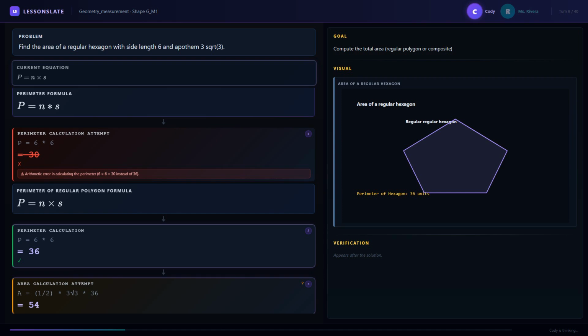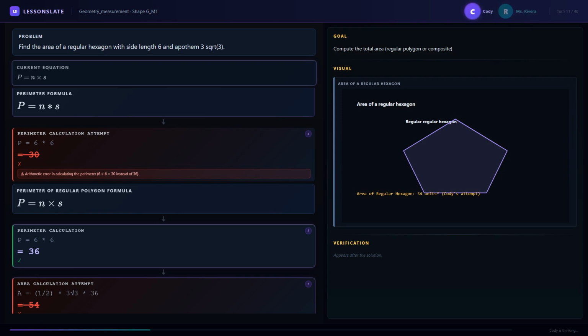Half of 36 is 18, and then 18 times 3, that's 54. So I think the area is 54, is that right? You've done an excellent job setting up the equation and simplifying the numerical parts. Area equals 1/2 times 3 square root of 3 times 36 is the correct expression. You also correctly found that half of 36 is 18 and 18 times 3 is 54. However, you've overlooked one important part of the apothem value. What part of 3 square root of 3 did you leave out of your final answer?